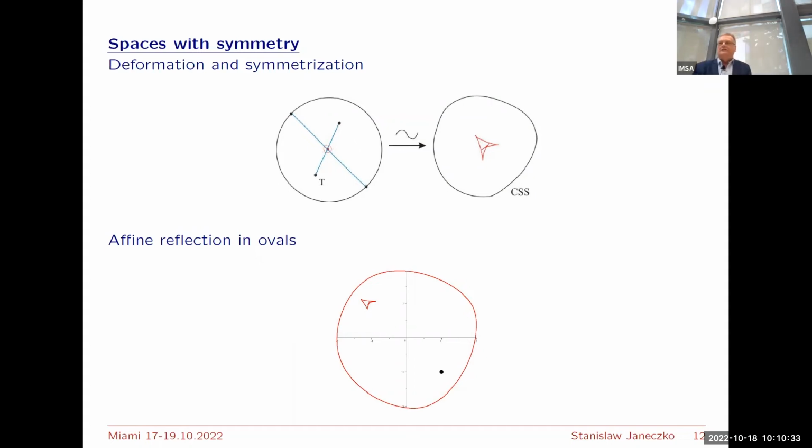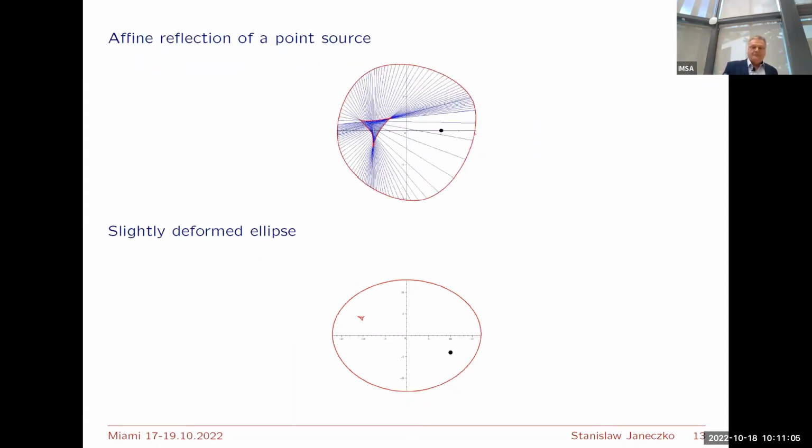Maybe there's no time to present it, but maybe slightly. If you have such a curve like down there, and you reflect a point in such a not-quite circular curve, you get some structure. This is a calculation by computer. This is a program which calculates that, because this is possible to do. And then you see this point has different properties in some way.